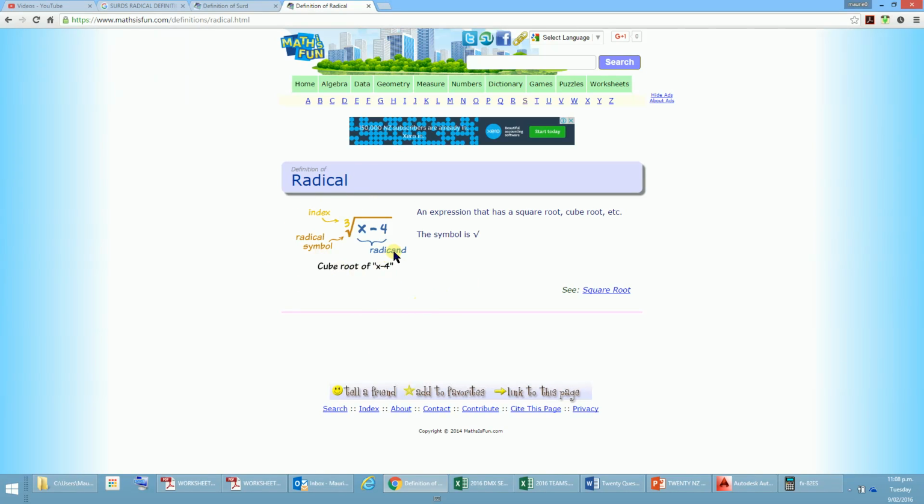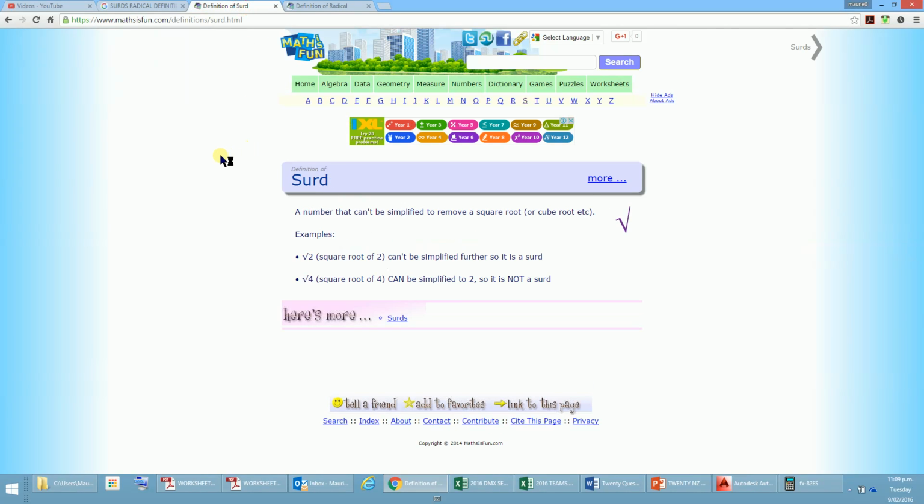We're going to be looking at just pure numbers. The bit inside here, the part that we're cubed rooting, is called the radicand. The radical symbol and the 3 is called the index. So this little thing here, we could say is the cubed root of x minus 4. That's your radical, and what is your surd?